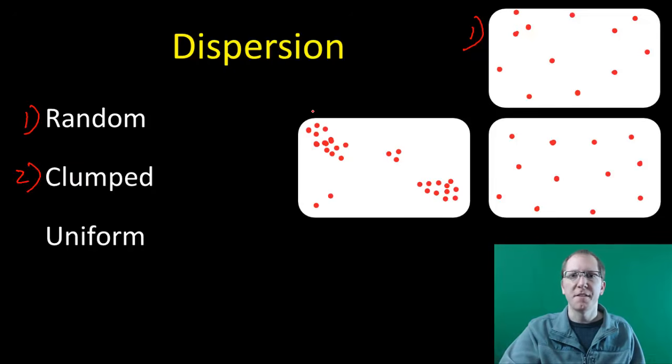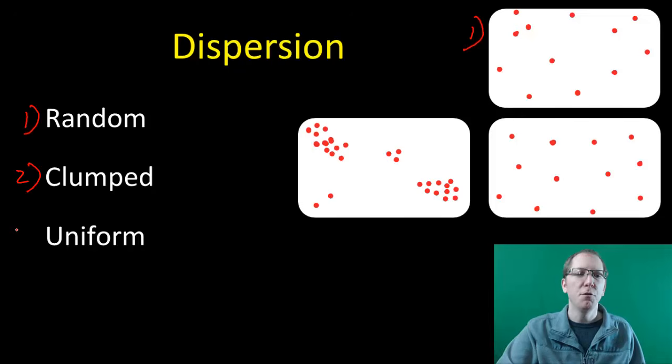Now next you have clumped, which is probably the most common. And so this is where you'll tend to find them in groups. And these groups might be around where a copse of trees is. It might be around where a food source is. It could be along a river or a source of water, especially if it's certain types of plants that need this. So this is very common that you'll see things grouped like this.